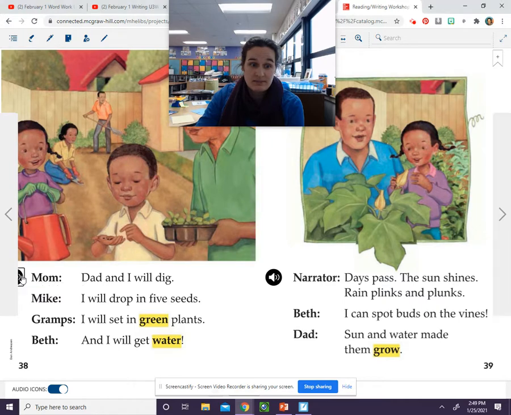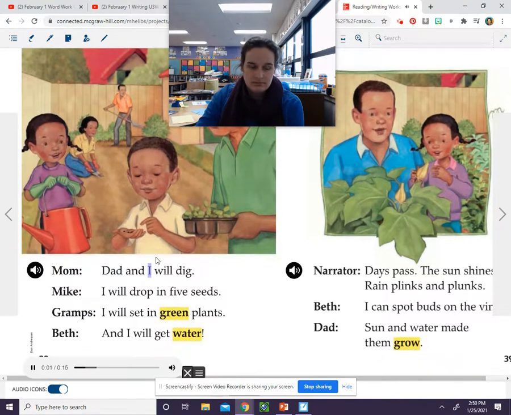What happens next? Mom, Dad and I will dig. Mike, I will drop in 5 seeds. Gramps, I will set in green plants. Beth and I will get water.